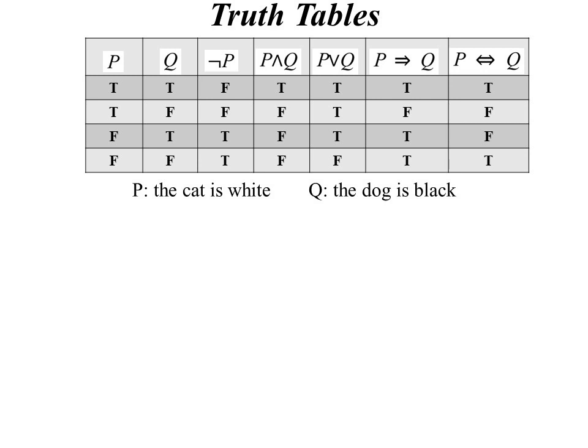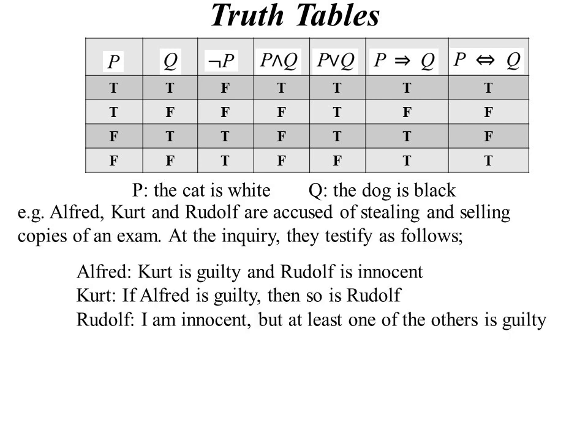Here is your task, because you'll note I haven't put the answers there for you. This is what you're now going to work on. Here is our problem. You can use a truth table if you wish, or you can try and work it out by logic if you wish. Alfred, Kurt and Rudolph are accused of stealing and selling copies of an exam. At the inquiry they testify as follows.